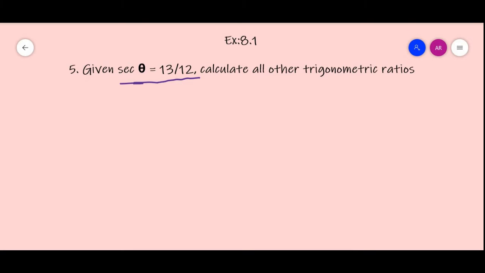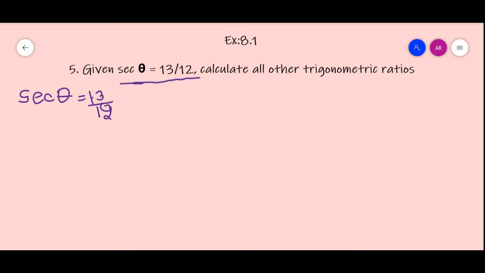First of all, in order to do these types of questions about trigonometric ratios, we should be perfect with all the trigonometric ratios that we have. To get the two sides, let's write what has been given to us. We have been given that sec theta is equal to 13 by 12. So we know the value of sec theta.